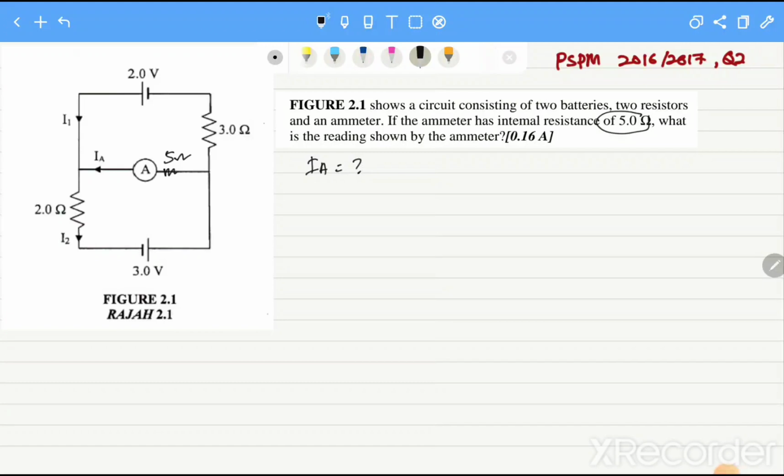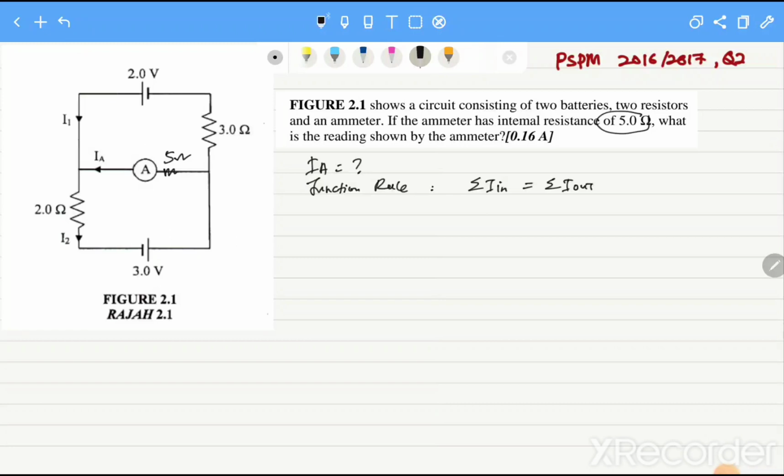To solve this problem, we cannot use the series and parallel method because we have 2 batteries. So we need to use Kirchhoff's rules. Kirchhoff has 2 rules. The first rule is the junction rule. The sum of current into the junction equals the sum of current out from the junction.